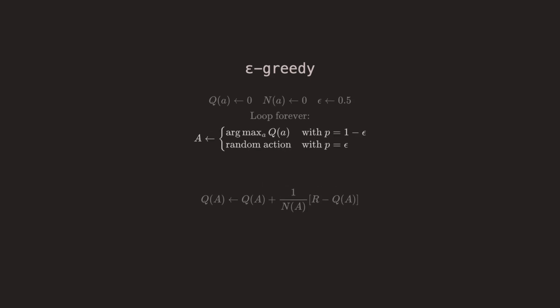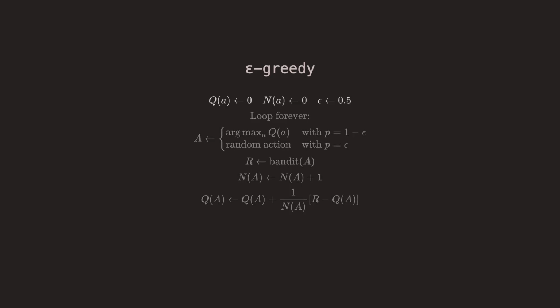But occasionally, with probability epsilon, we explore. We pick a machine at random, even if it doesn't look like the best one yet. This way, we get the best of both worlds. We exploit what we've learned so far, but we also keep exploring enough to avoid getting stuck with a machine that seems best, but really isn't.